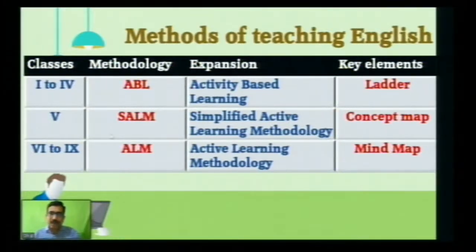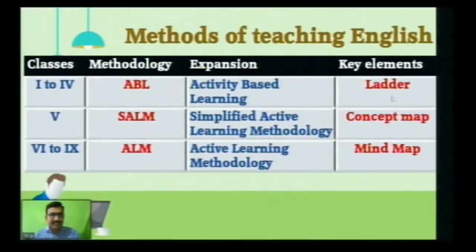For fifth standard, we follow a methodology called SALM, which means Simplified Active Learning Methodology. In this, the key point is the concept map. This helps in all subjects, and the children can easily remember the ideas and develop the ideas with a concept map. This is particularly good for knowledge-oriented subjects like math, science, and social studies. For language also, if one wants to develop ideas into a passage, they go with the central idea followed by the sub ideas, which will help them to communicate either verbally or through written communication.